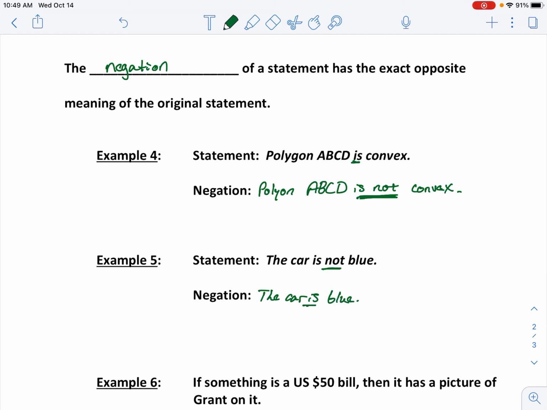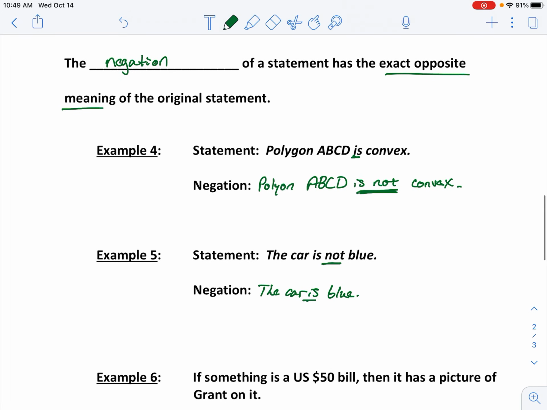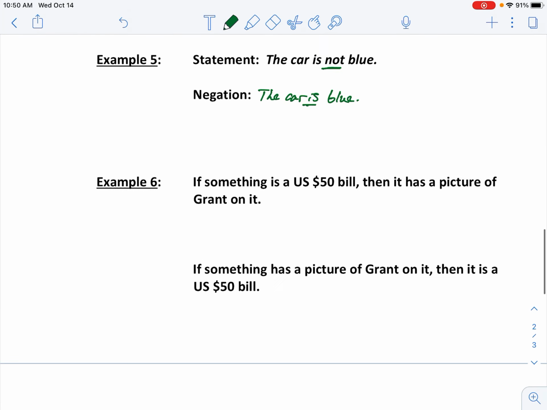So sometimes the negation depends. You could add a word, take away a word, but either way, we want the exact opposite meaning. So for the car is not blue, the opposite was saying, well, actually, you know what, it is blue. That is the negation. So negation, example 4 and example 5.